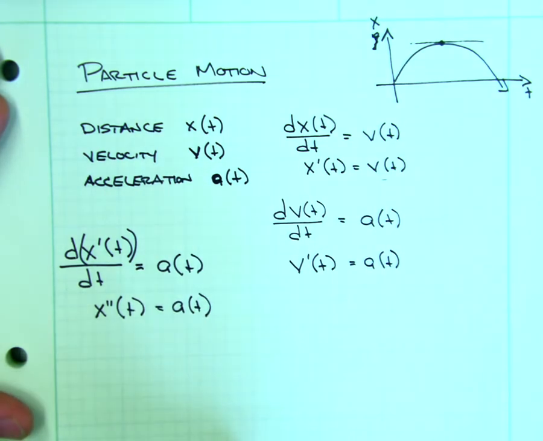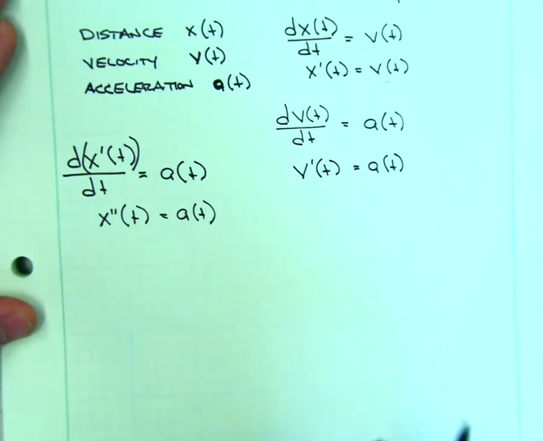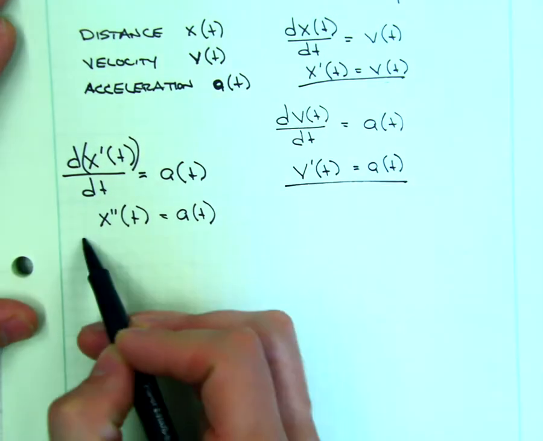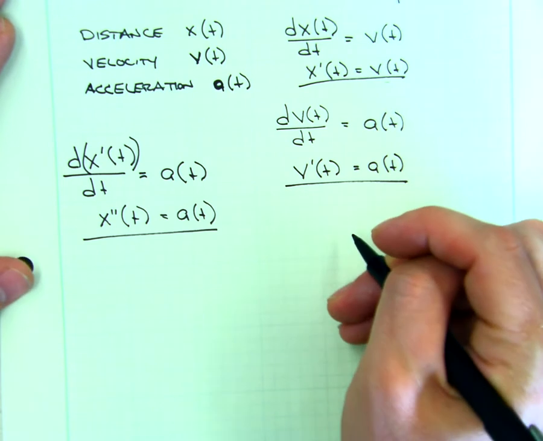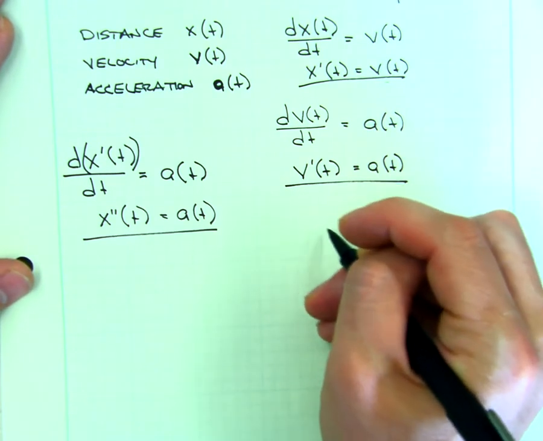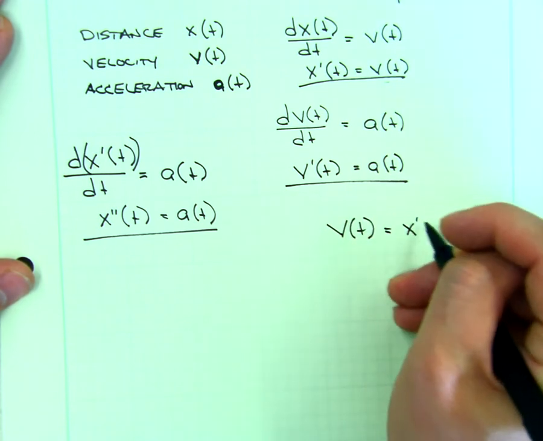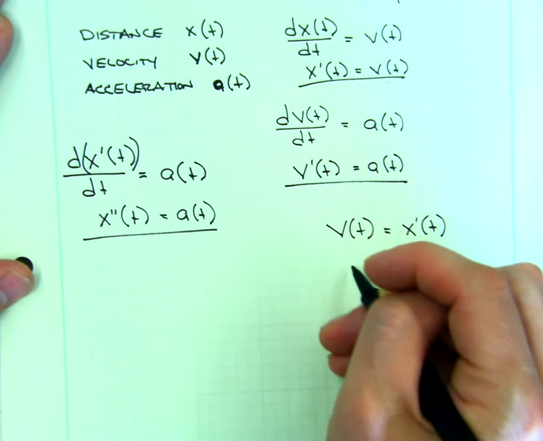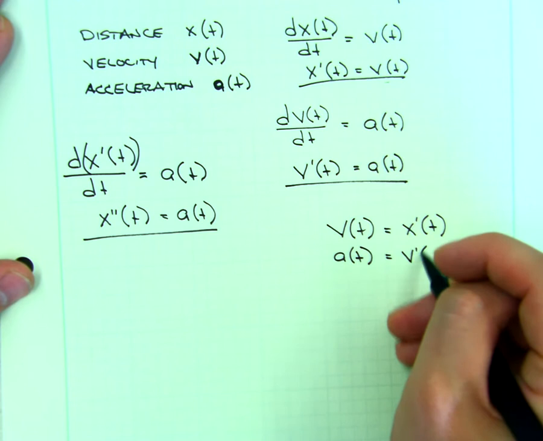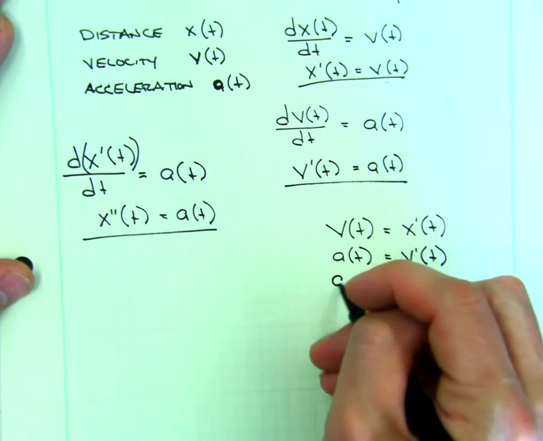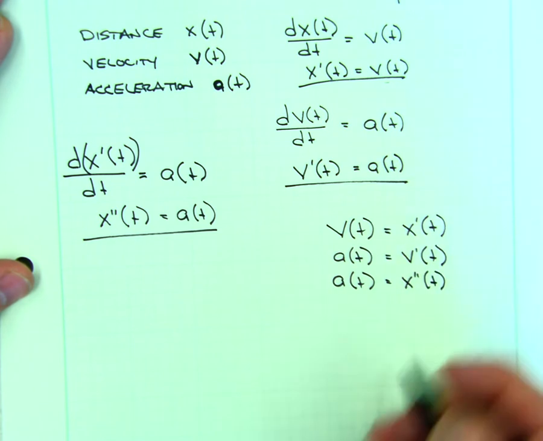Cool. Now we're getting someplace. So I've got these three relationships that are related with the derivatives. I'm going to put them over here and box them, just because they're so important. I want you guys to know them. So v of t is equal to x prime of t, the derivative of the position. The acceleration, a of t, is equal to the derivative of the velocity. Or the acceleration is equal to the double derivative of the position.